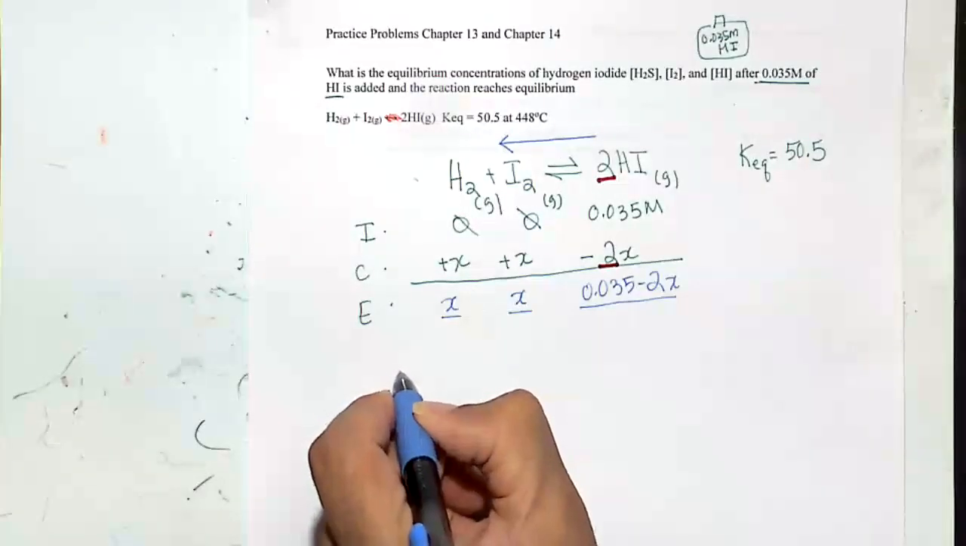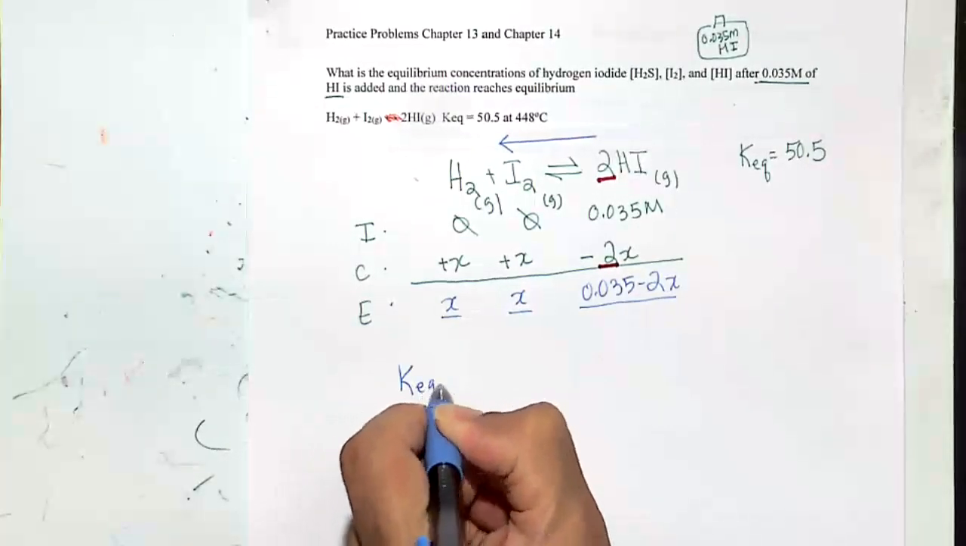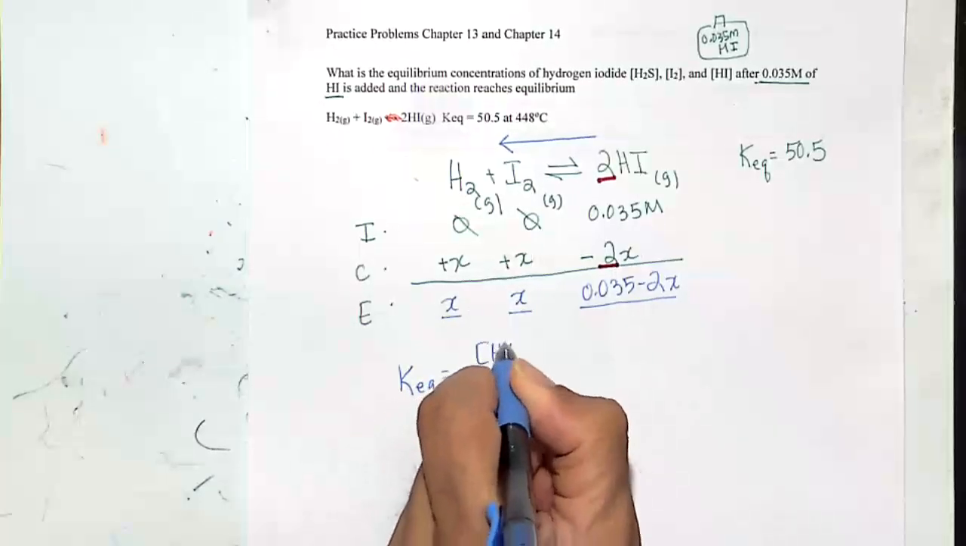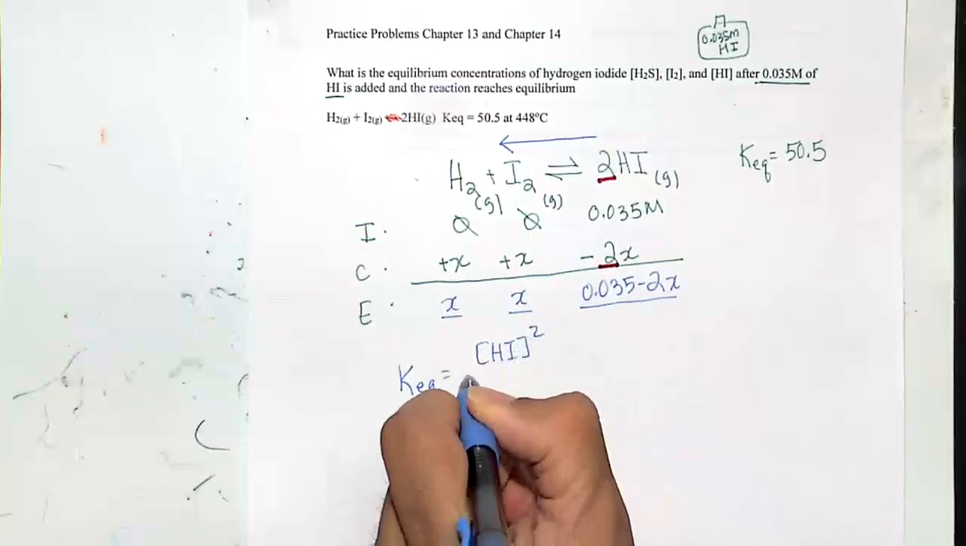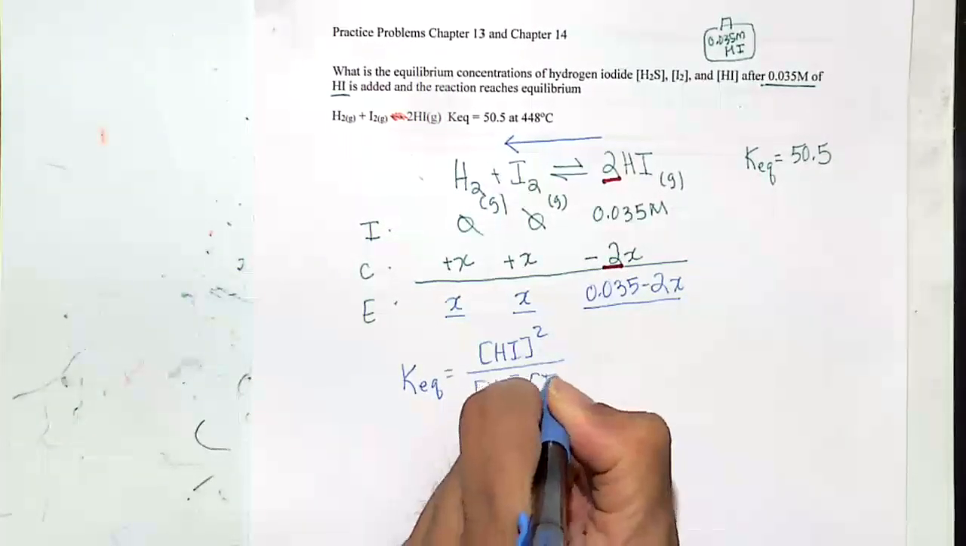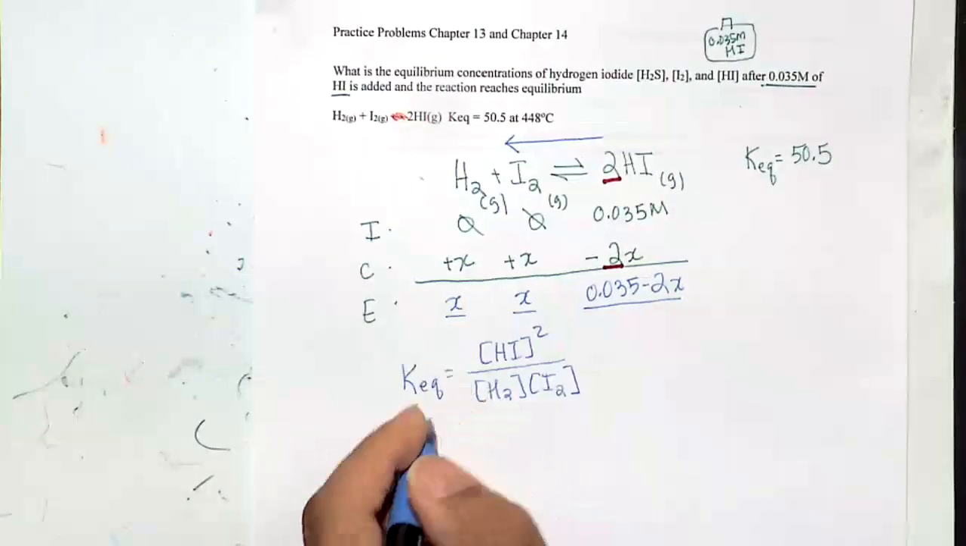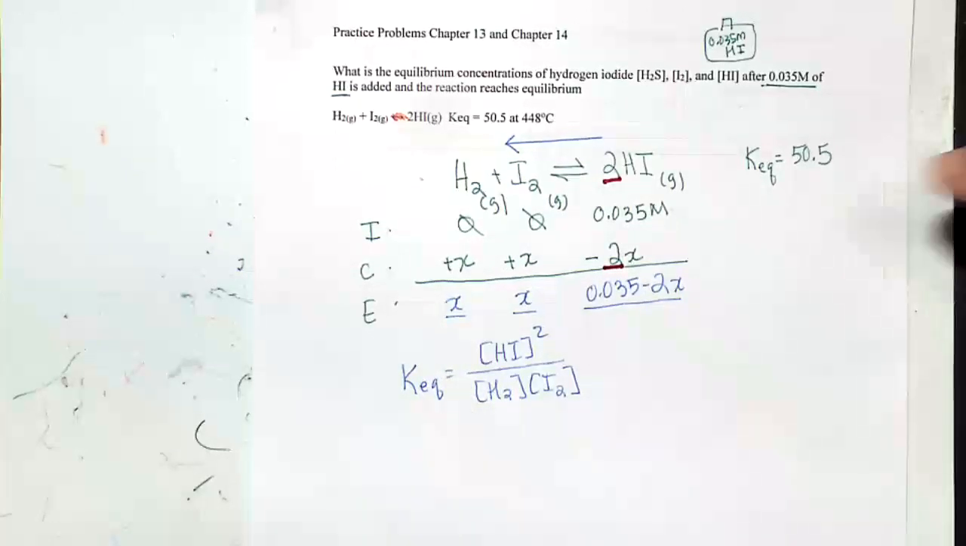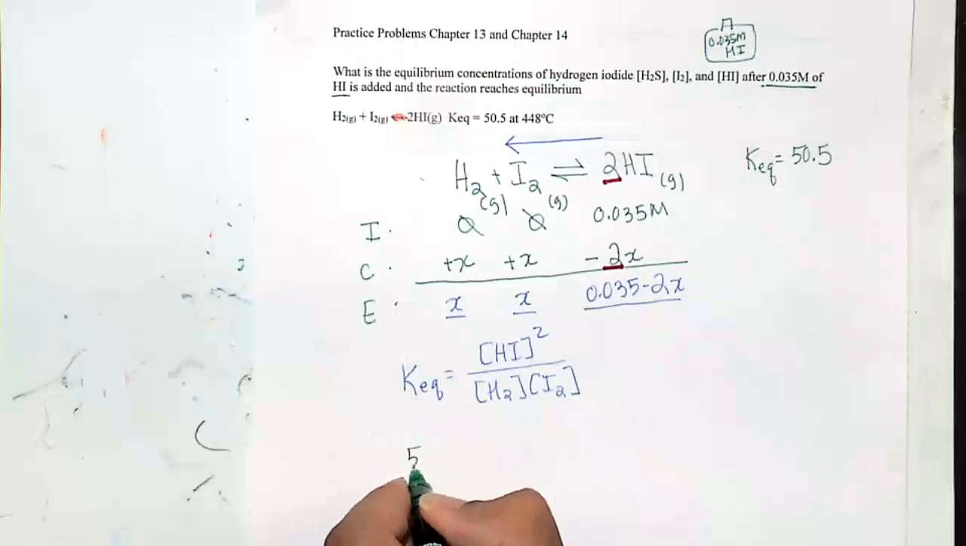Alright, so Keq is going to equal [HI] squared. Okay, why do we square it? Because of the 2. This is the law of mass action. So this is given to us: Keq here is 50.5.